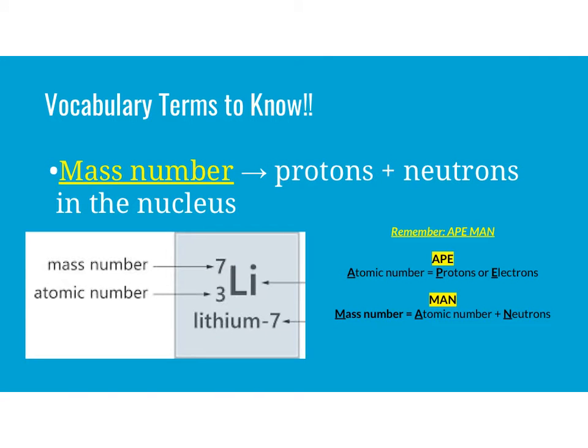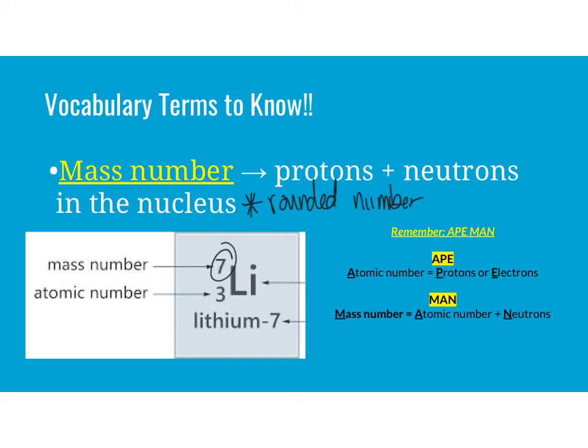Here is our next vocab term, and this is what we call our mass number. This is going to be our protons plus our neutrons in the nucleus, and the other important thing here is this is going to be the rounded number. So if you notice on your periodic table, when you look at the mass for lithium, it's not exactly 7, it's 6.9 something, so we're going to round that up to 7.